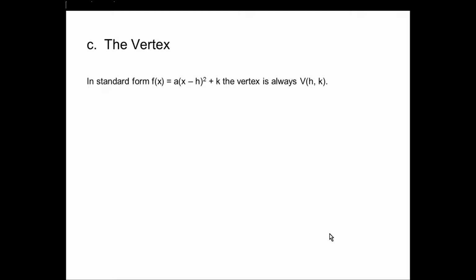The vertex. This is the biggie. In standard form, f of x equals a times x minus h squared plus k. The vertex is always h, k. Always, always, always. And I will always label the vertex V as in vertex. Now, it's in general form that there's an issue.